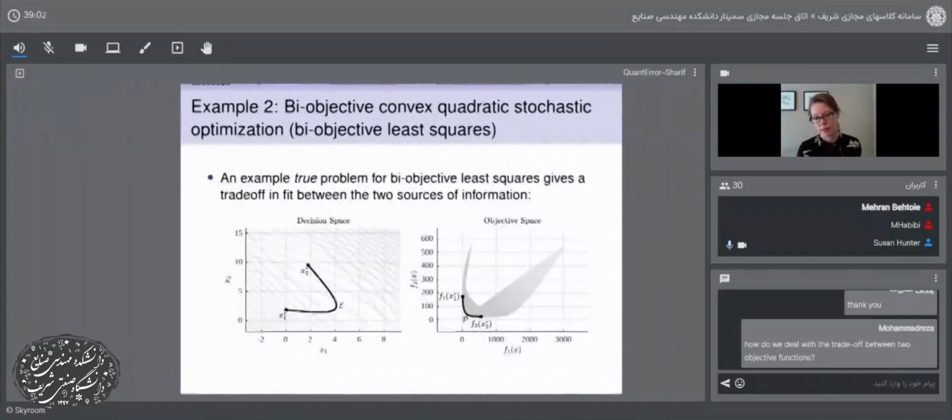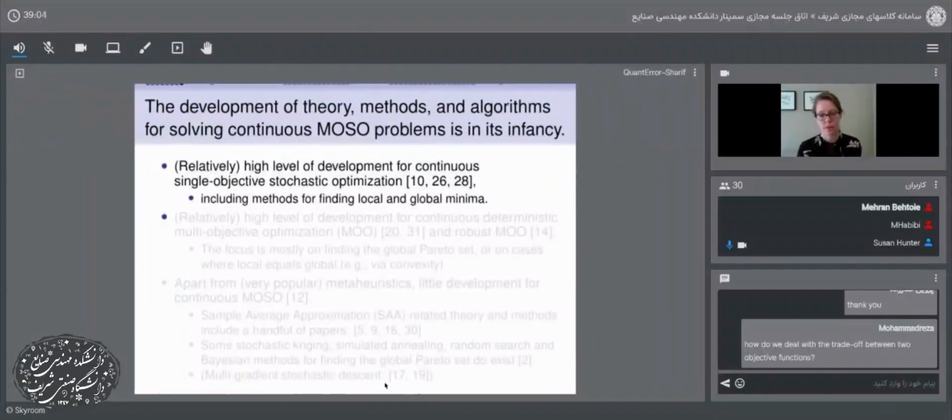And so in this case, we have a lot of questions, right? How do we solve a problem like this when we have this kind of error? How do we quantify that error? And it turns out the development of theory, methods, and algorithms for solving these continuous MOSO problems is really in its infancy. There's not a whole lot of work. It's related to several other areas. So there's a relatively high level of development for continuous single objective stochastic optimization. So just one objective, like on the first slide, but we can only observe it with error.